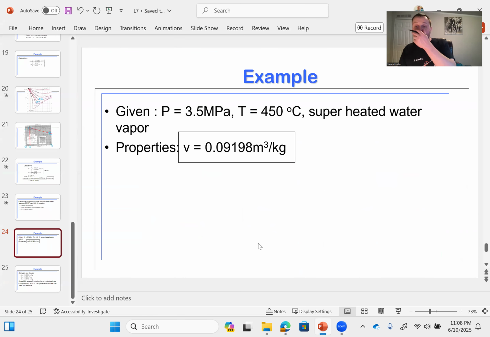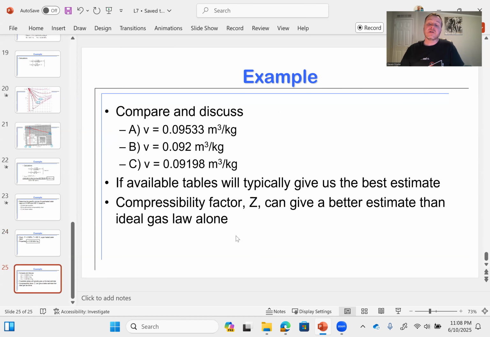Okay, that is your best value. That is your absolute best value. All the others are just estimates. So what does that mean? If at all possible, avoid using ideal gas law for water, and never use it for refrigerants. If you're in my class, never use ideal gas law for refrigerant.